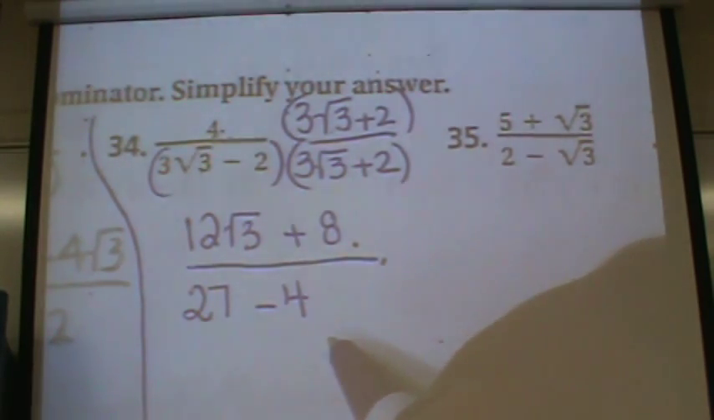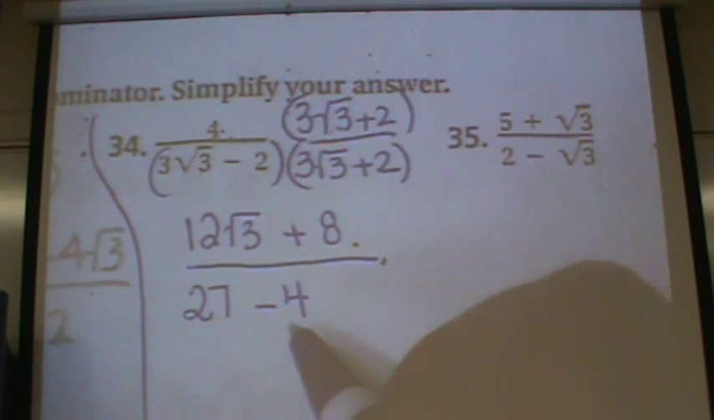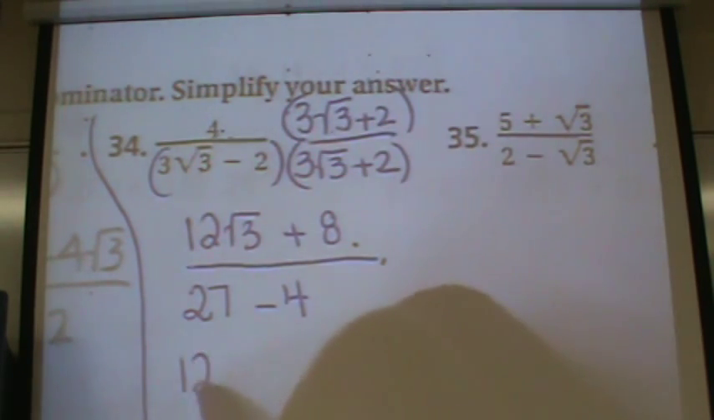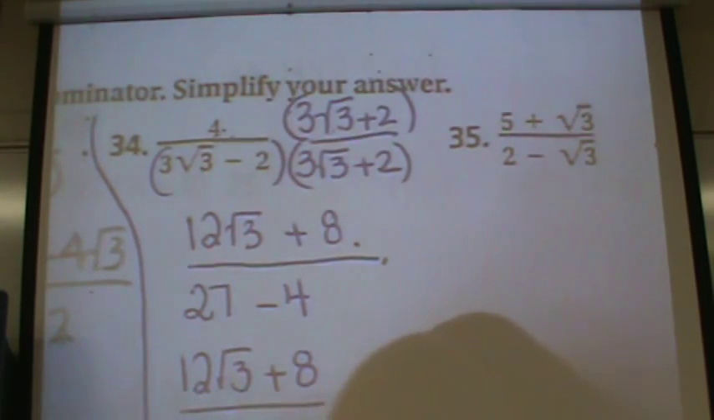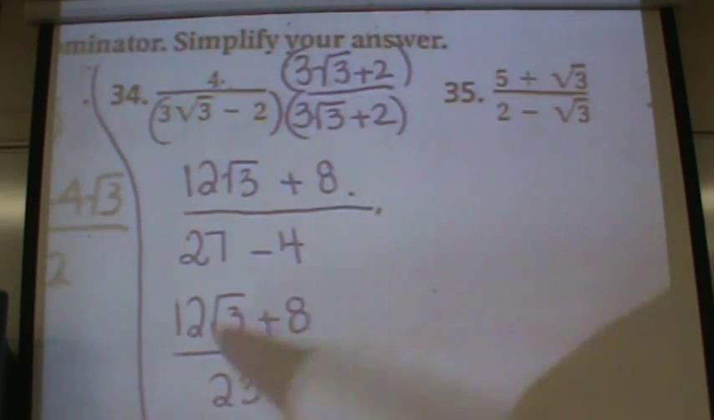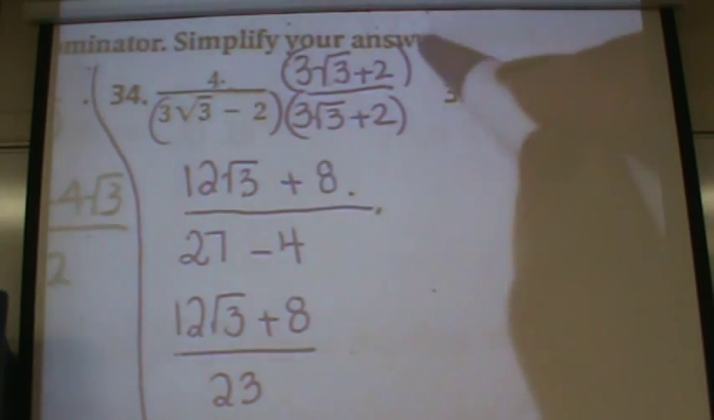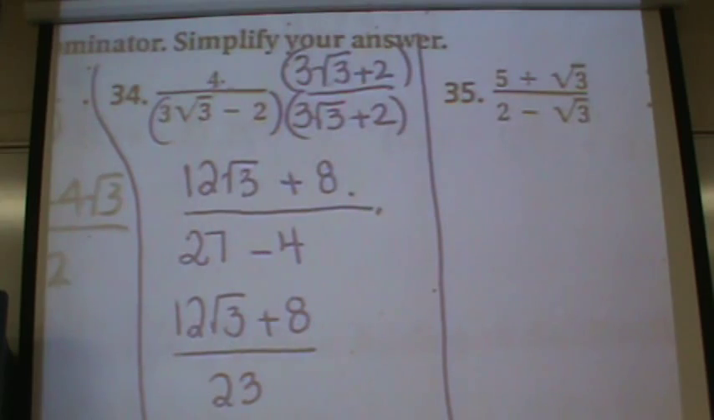Now what could you simplify? 27 minus 4 is 23. Now you can't simplify this. 23 is prime, so it's done.